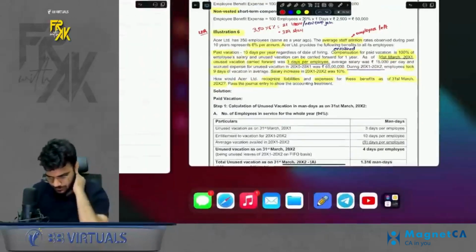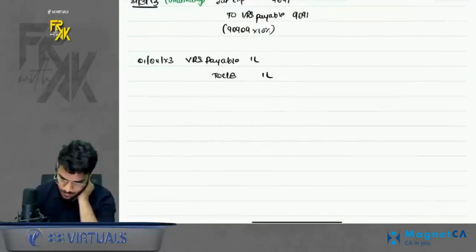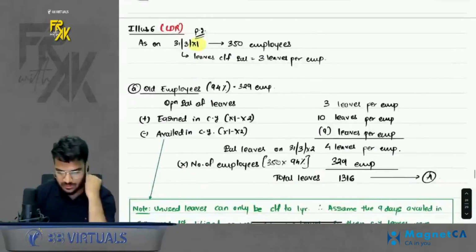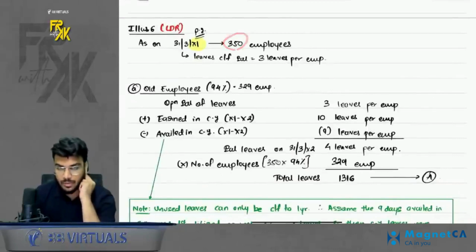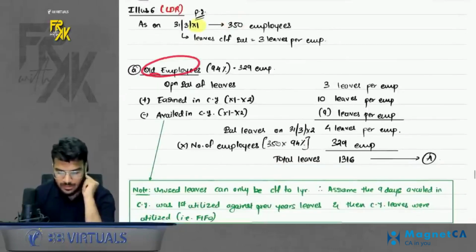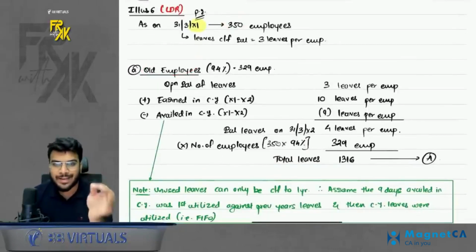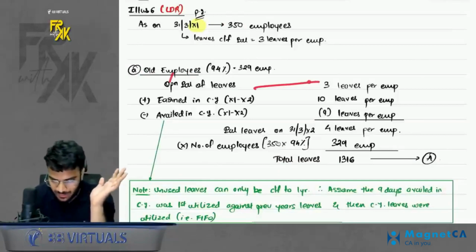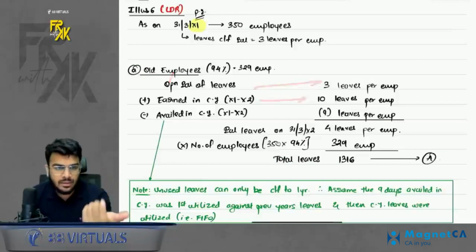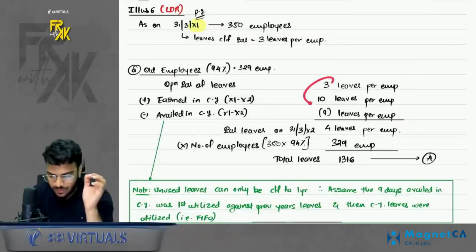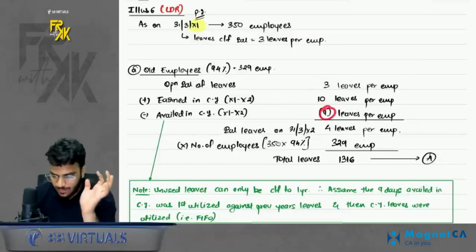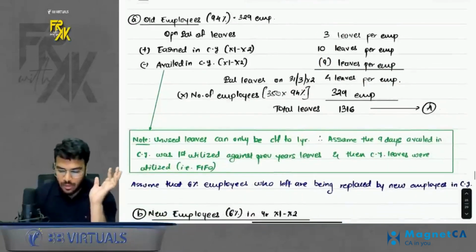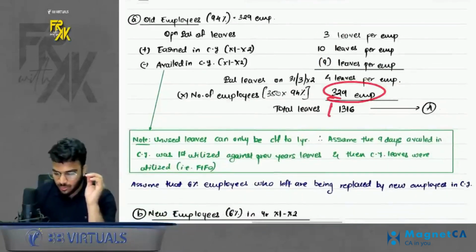So, see here how to solve this question. Illustration number 6. We have 350 employees. How many old employees will be there in the next year? Only 94%, because 6% will leave. So these old employees will have a 3 days opening balance. In the current year, they will earn a further 10 leaves. In totality, they have 13 days now, but they avail 9 days. How much balance is left? 4 leaves per employee is left. Now, multiply it by the number of employees. So these are the total leaves.